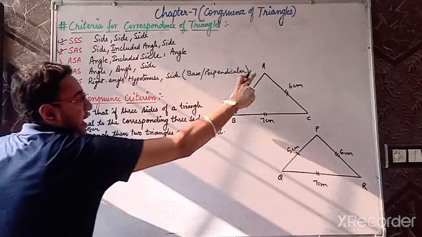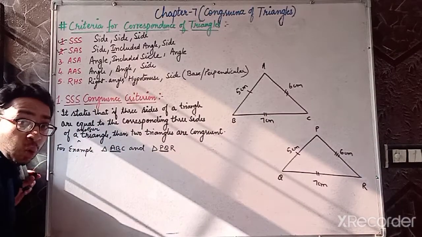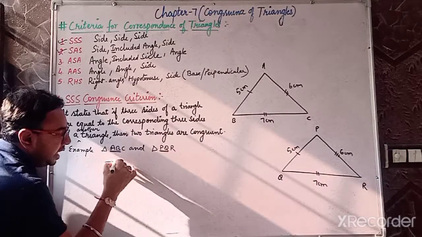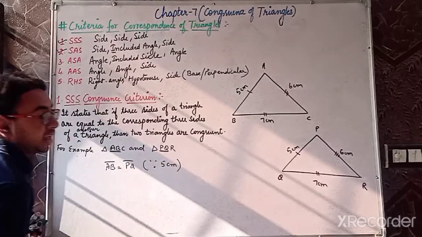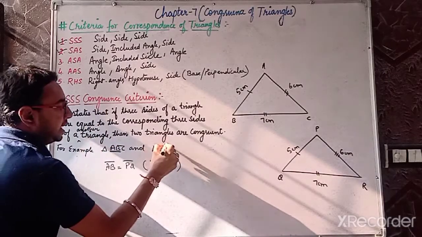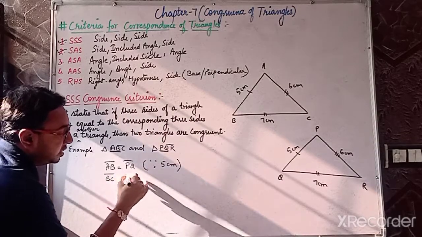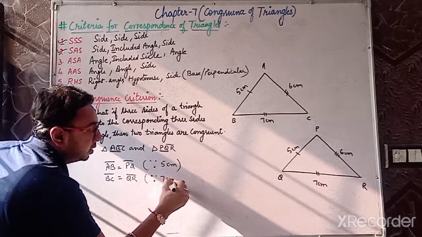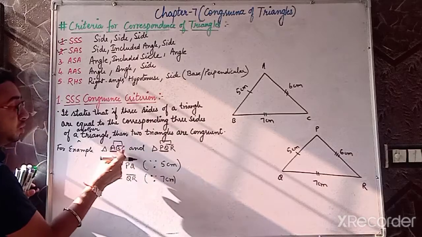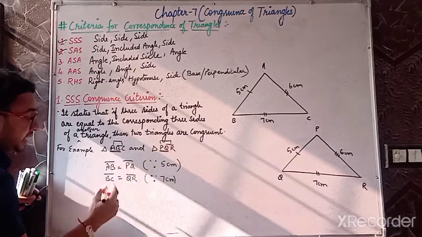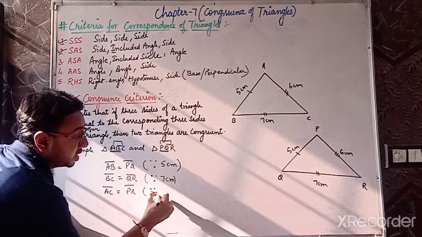Now can I say AB and PQ? Because you know that for correspondence we always move in a row, in a sequence. Therefore AB is equal to PQ. Yes, it's true because both are 5 centimeter. Now let's move on to BC and QR. Yes, they are equal because both are 7 centimeter. Then we'll move on to AC and PR. The sequence, either you can use CA or RP, both are correct. I'm using AC and PR, both are again equal because both are 6 centimeter.